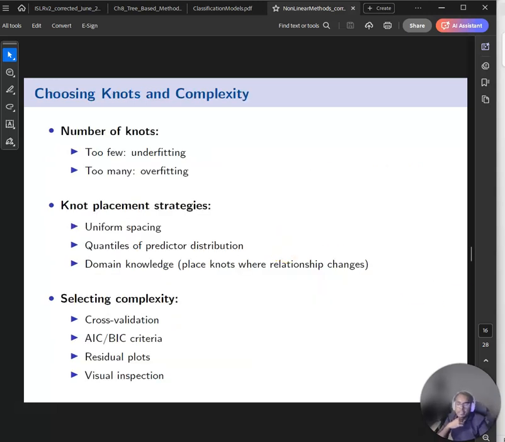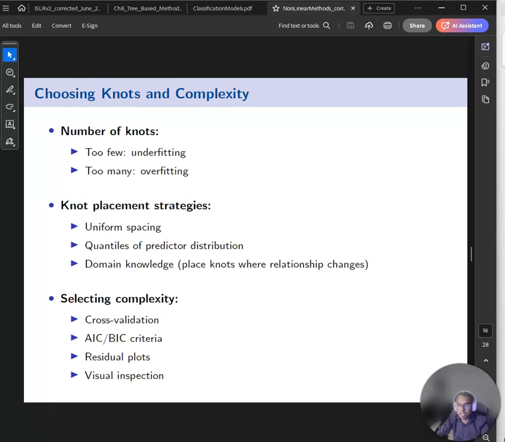An important practical question over here is how to choose the number and placement of knots. So how many knots should I have and where should I place them? That is a fundamental question, and this directly impacts the flexibility and performance of our model. So let's first consider how many knots to choose. This involves a familiar trade-off in statistical modeling. Too few knots lead to underfitting, and too many knots lead to overfitting. So the right number balances these concerns.